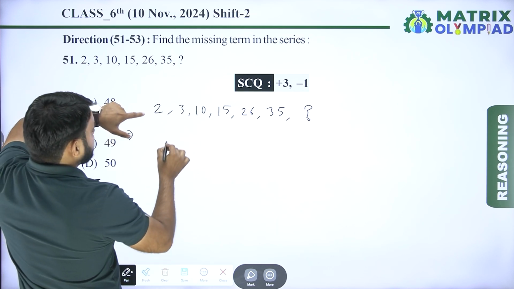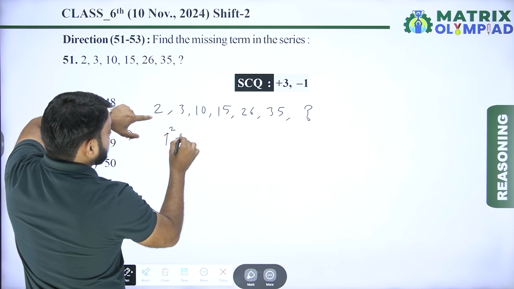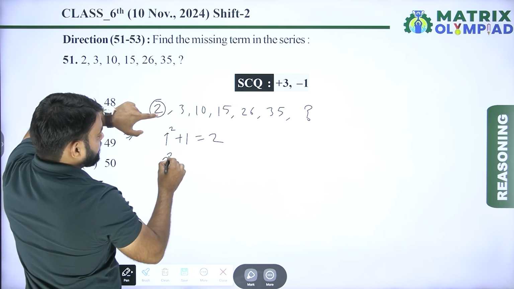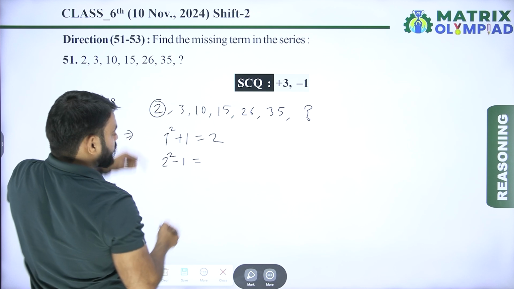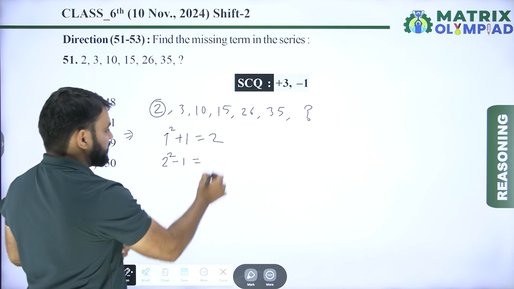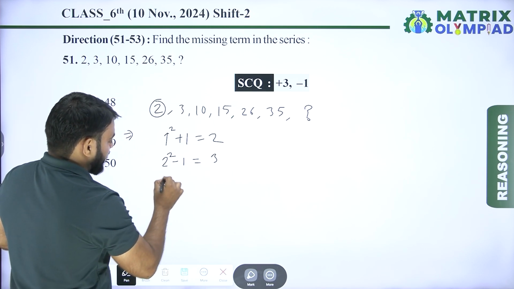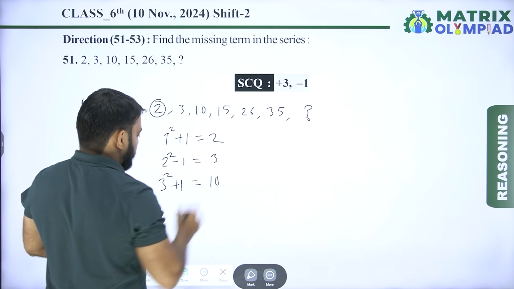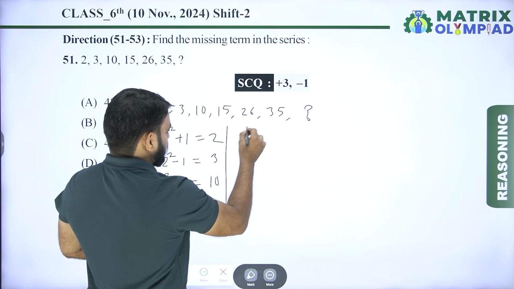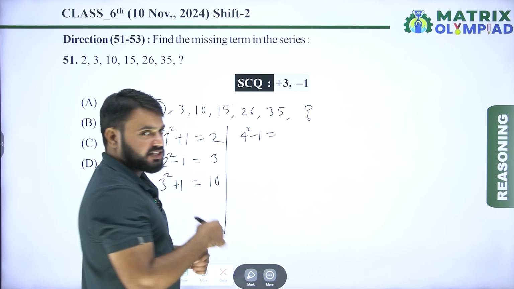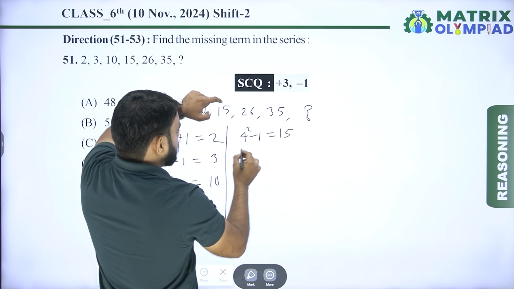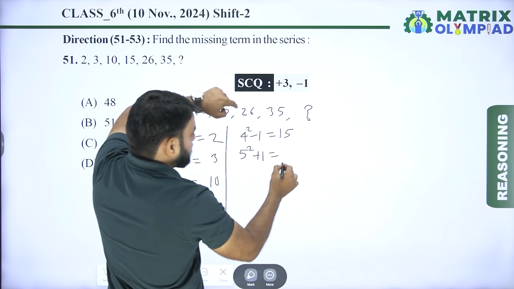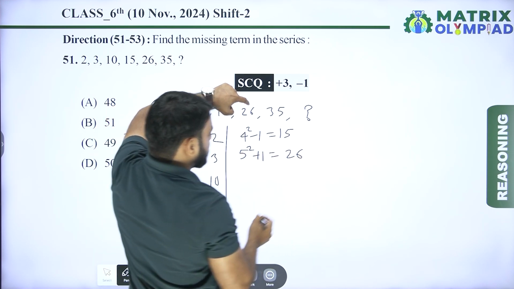The pattern of the series is 1 square plus 1, it means 2. Now 2 square minus 1, 2 square means 4 minus 1, it means 3. 3 square plus 1, 3 square means 9 plus 1, it means 10. Similarly 4 square minus 1, 4 square means 16 minus 1, it means 15. Now 5 square plus 1, 5 square means 25 plus 1, it means 26.